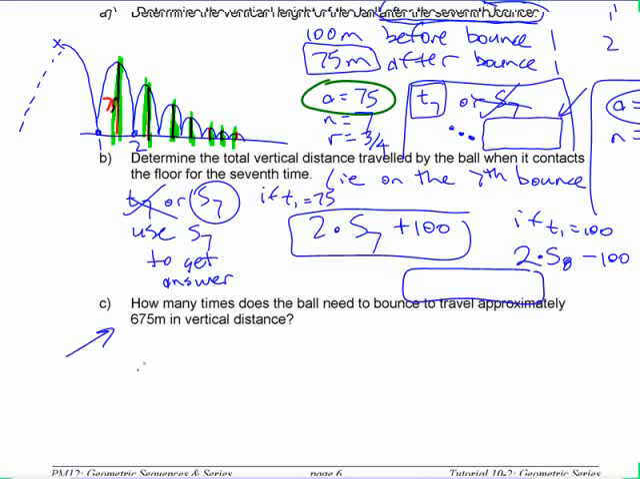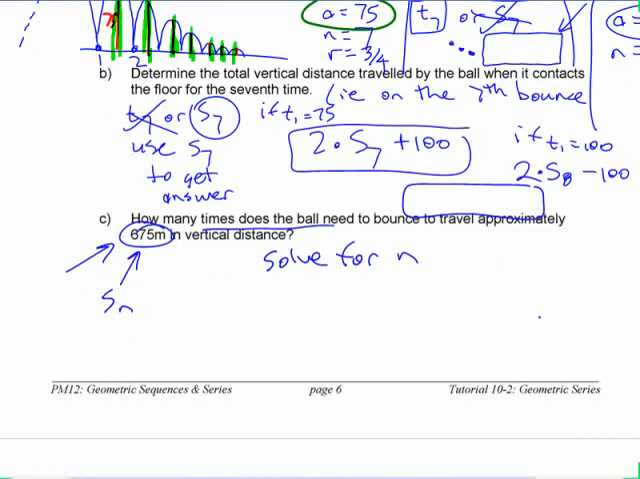How many times does it need to bounce approximately? Well, that's going to be used for Sn, right? And solving for, what are we solving for here? If it says how many times does the ball need to bounce? For n, right? I'm purposely not doing all these questions because I want you to go through and do some thinking about this.